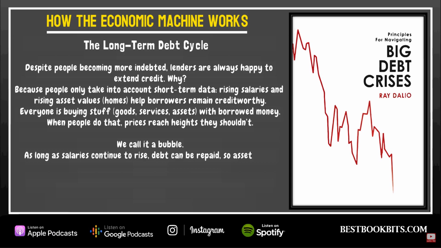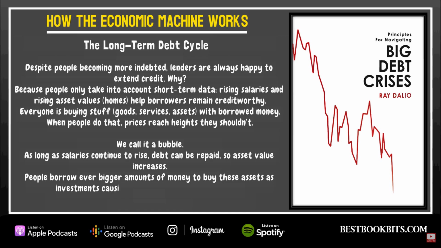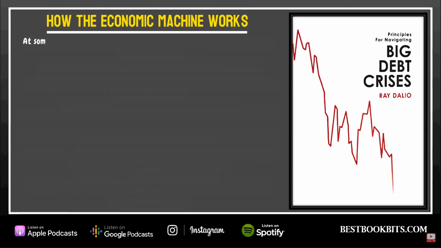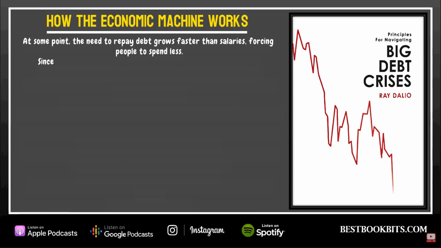As long as salaries continue to rise, debt can be repaid, so asset value increases. People borrow even bigger amounts of money to buy these assets as investments, causing their prices to rise even higher. But this obviously cannot continue forever, and it doesn't. At some point, the need to repay debt grows faster than salaries, forcing people to spend less.